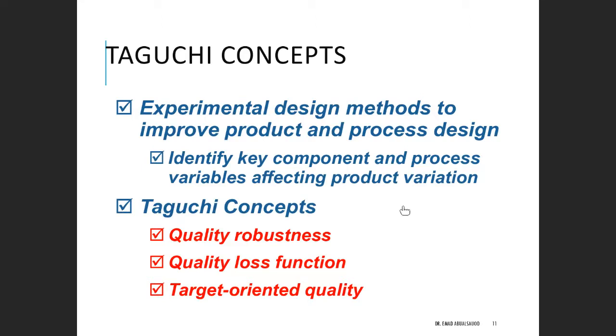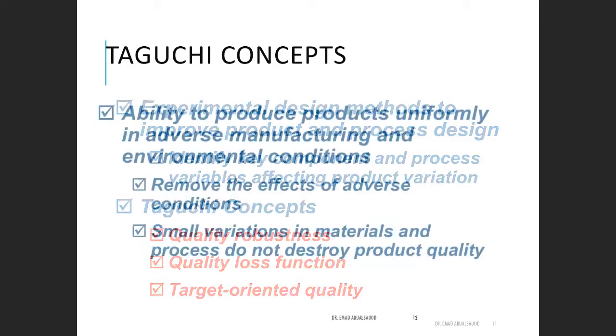Design of experiments, DOE, is considered to be also a primary concept of the Taguchi method in implementing quality. His concept relies on reducing the variability by achieving quality robustness, the quality loss function, and target-oriented quality.